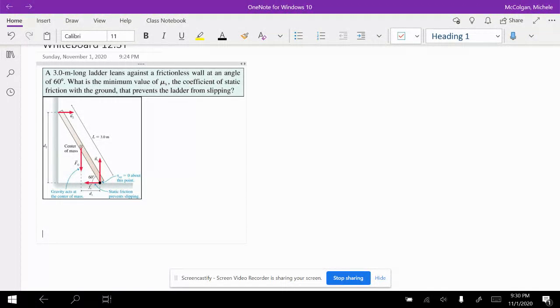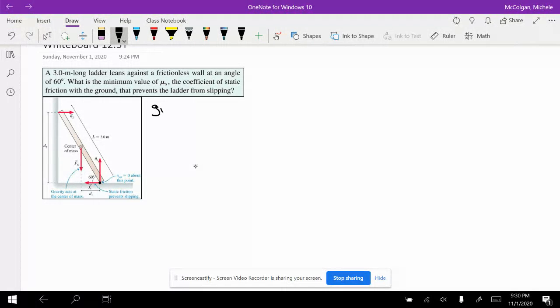Okay, so this is a problem where we are balancing the forces and the torques. So we're going to start off with our givens and finds. We're given L is equal to 3 meters. We're given an angle theta is equal to 60 degrees, and so we can see where that 60 degrees is. And so we need to find mu s.